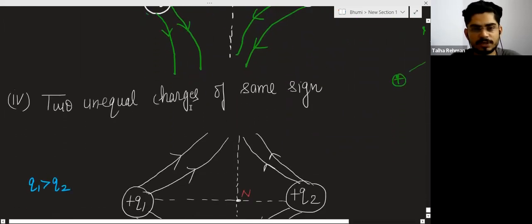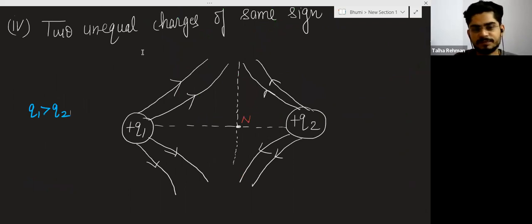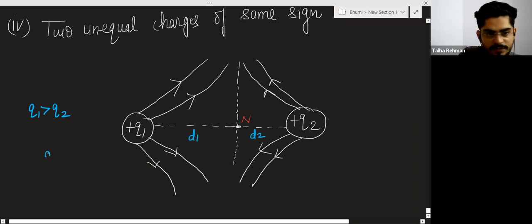Neutral point is a point at which the net electric field is zero. And for two unequal charges of the same sign, unequal means either one charge will be greater than another, or another charge will be greater than one charge. So in this case, the neutral point will be closer to the smaller charge. If you take this distance d1 and this distance d2, then d1 is greater than d2.